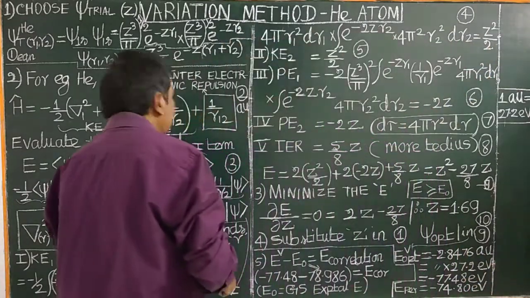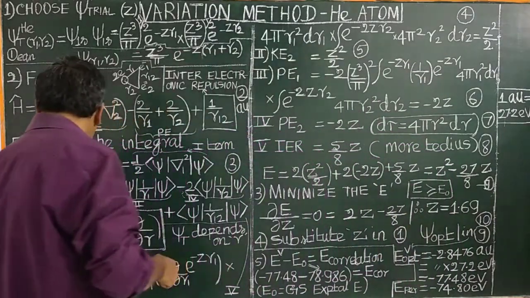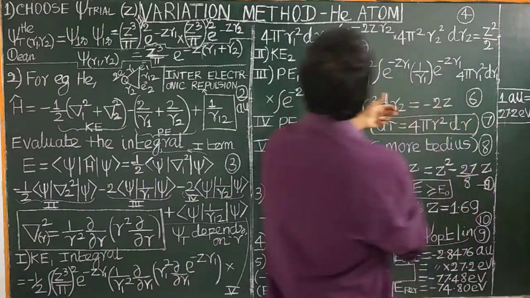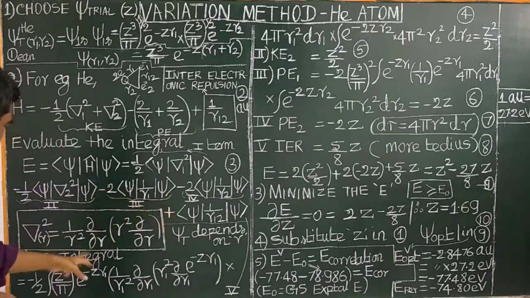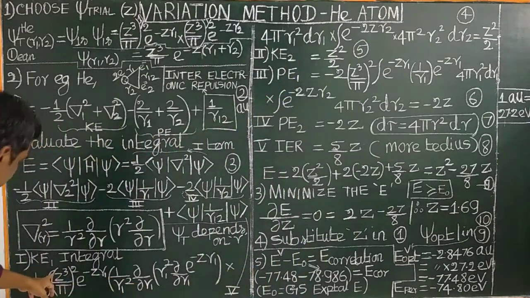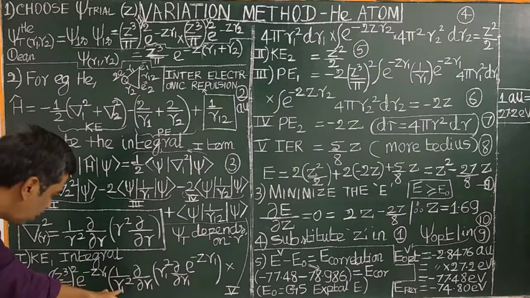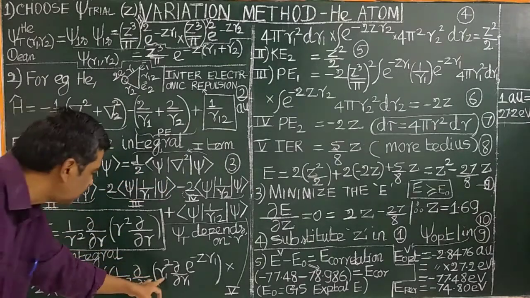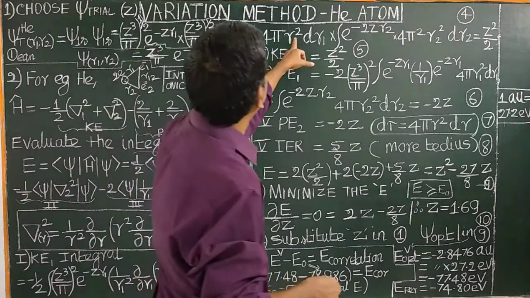On evaluating the first integral, the kinetic energy of the first electron is equal to Z²/2. Similarly, the second integral is evaluated for the kinetic energy of electron 2. Here you just put (Z³/π) squared e^(−2Zr2), with ∂/∂r2, because this is for the second electron. Therefore, r2² ∂/∂r2 e^(−Zr2) 4πr2² dr2.